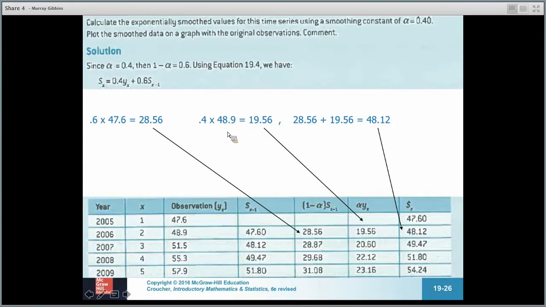Now I'm going to smooth the current data with 0.4, my alpha rate of 0.4. Current data, current observation is 48.9. 48.9 times 0.4 equals 19.56. Then we just add the two smoothed figures together. That plus that equals my smoothed figure. Drag the smoothed figure down and we repeat the whole process again. Multiply this smoothed figure by 0.6. Multiply this figure, the current figure, by 0.4. And add the two together, and it keeps repeating.